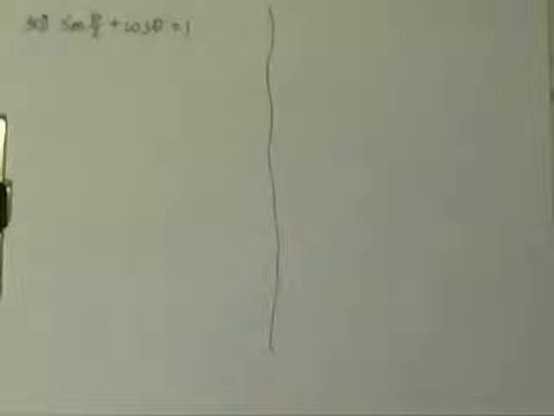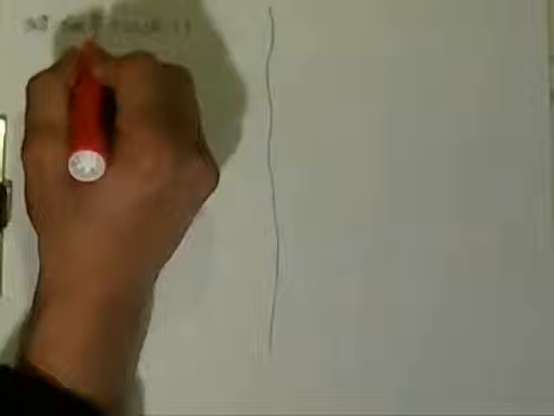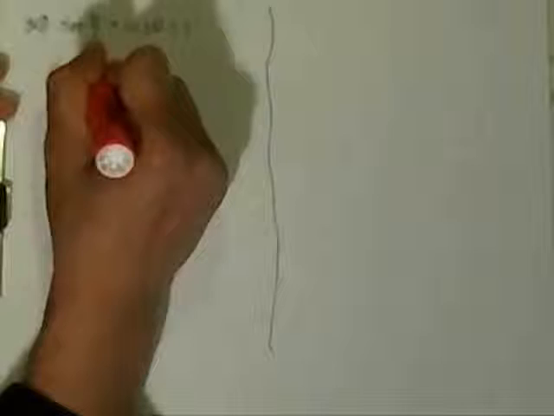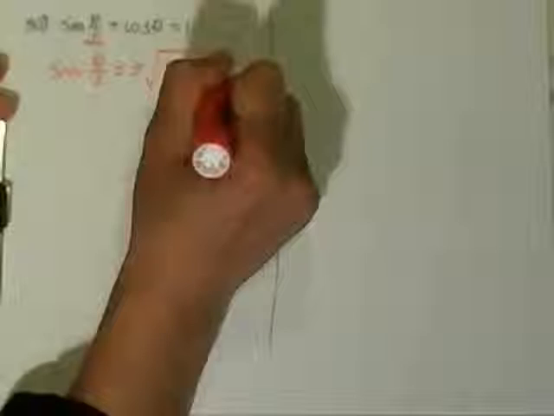So what do we do? Cosine of x over 2, that's the half angle. Remember that half angle, guys? No. Look it up if you have to. The sine of theta over 2 is equal to plus or minus the square root of 1 minus cosine of the angle over 2.